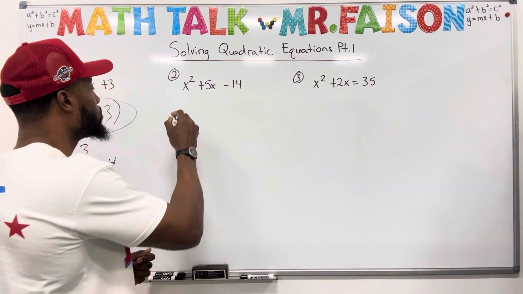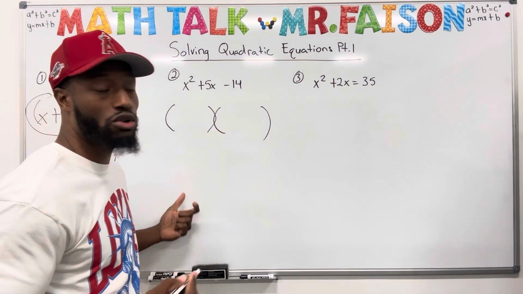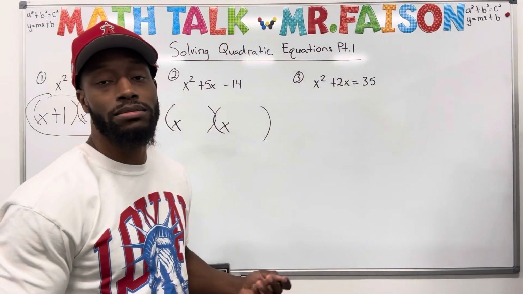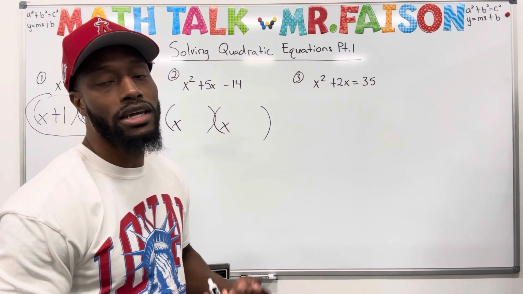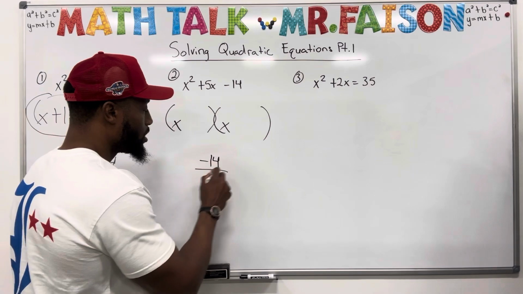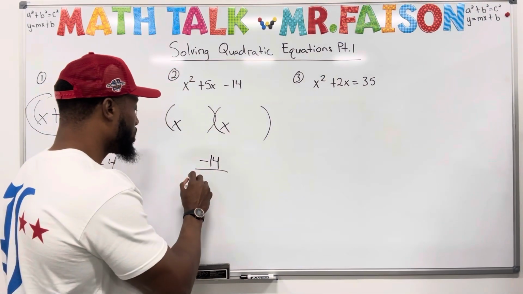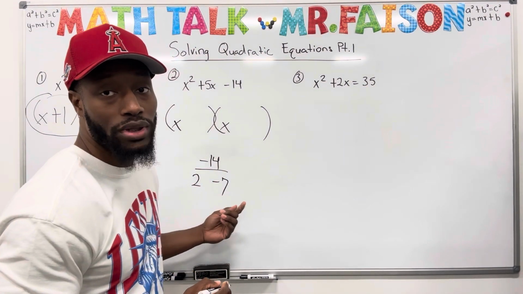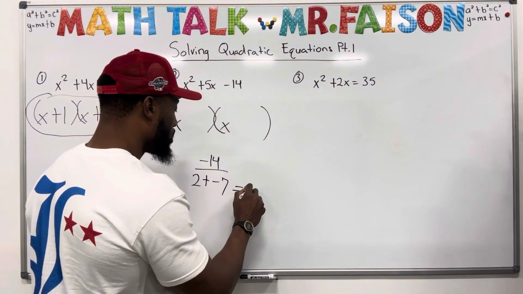First thing I want you to do, draw your parentheses. What goes in the first part of both parentheses? An x and an x. So the next question I ask myself is, what numbers can I multiply to get negative 14, but if I add them together, I get a positive 5? All right. So if I got negative 14, what numbers can I multiply to get that? I know numbers I can multiply to get negative 14 is 2 and negative 7. If I add 2 plus negative 7, what do I get? I would get a negative 5.